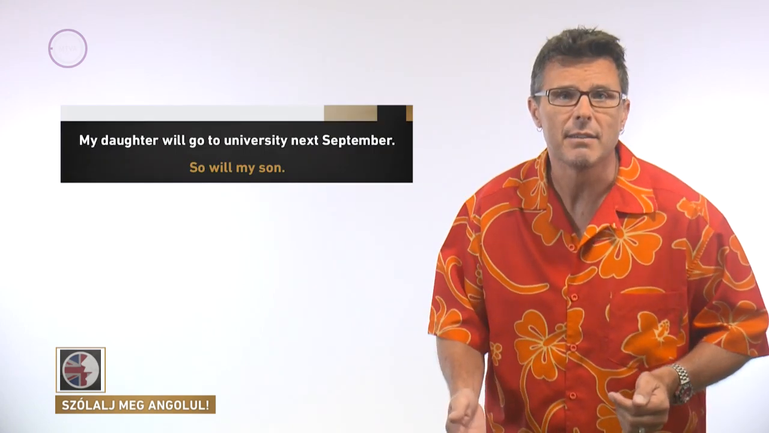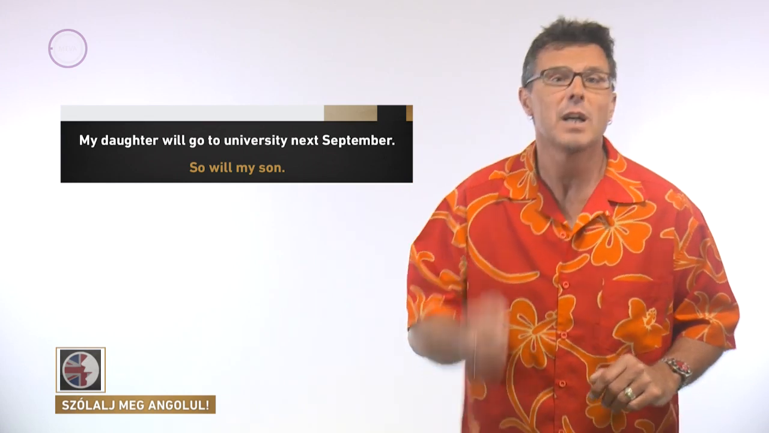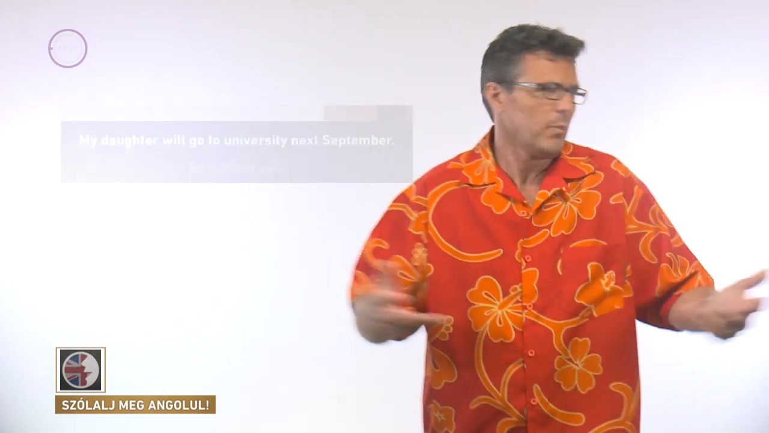Okay, so how did you get on? Well, that was easy, wasn't it? What did you get for the first one? Well, we're using the same form and will, so that means that the first one is so will my son. My daughter will go to university next September, so will my son. Okay, that was simple enough. But what about the next one?